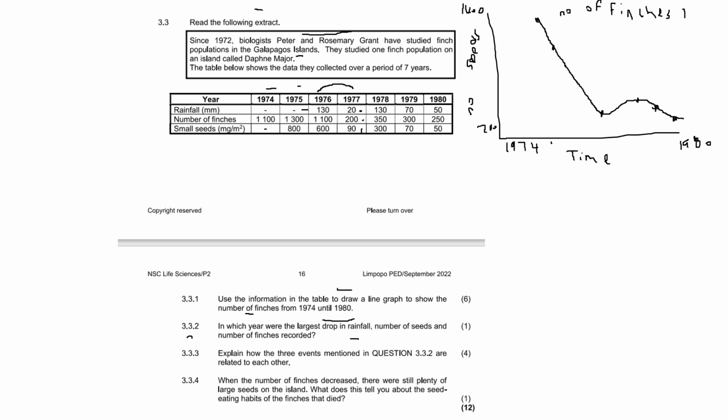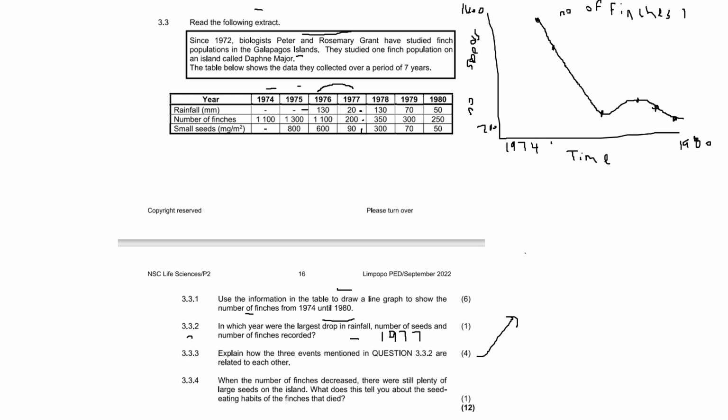Because the other ones were not big drops. 1975 was 1,300 to 1,100, that's a small drop. But from 1,100 to 200, from 600 to 90, that's a huge gap. So the largest drop that we got was 1977. That's when we had a huge drop in all those three things. 1977. Explain how the events mentioned above occurred.